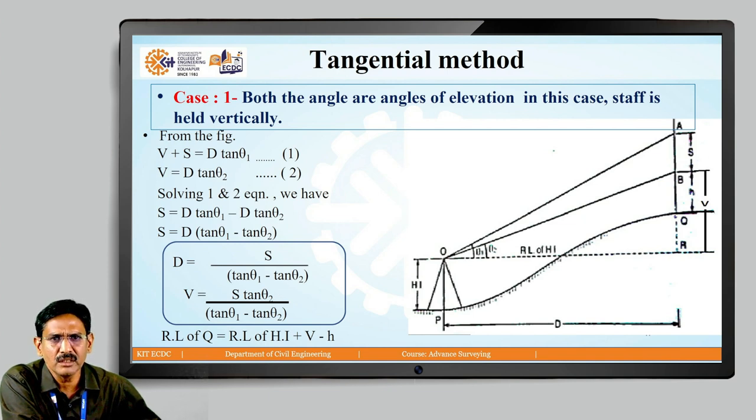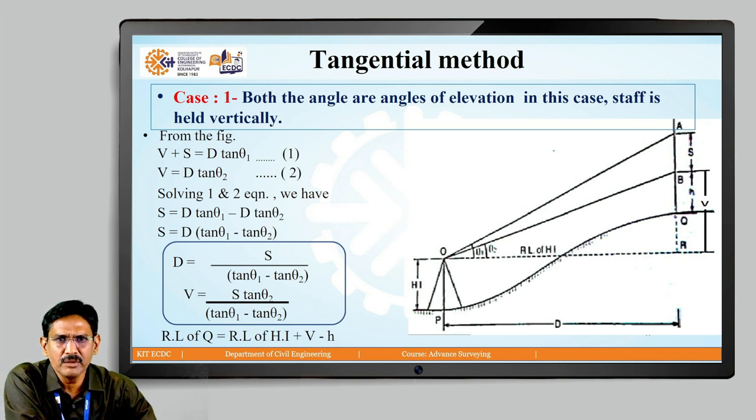Now, if you look at the figure, we start with the derivations. We simply prepare two equations, one plus V plus S.